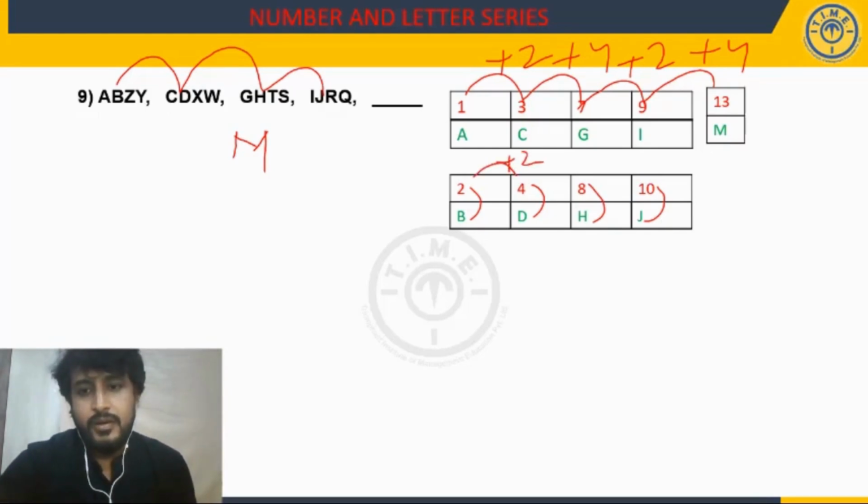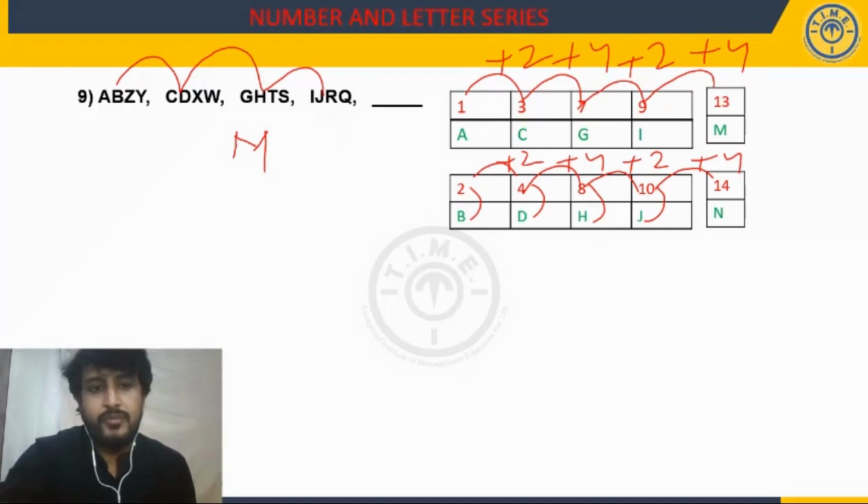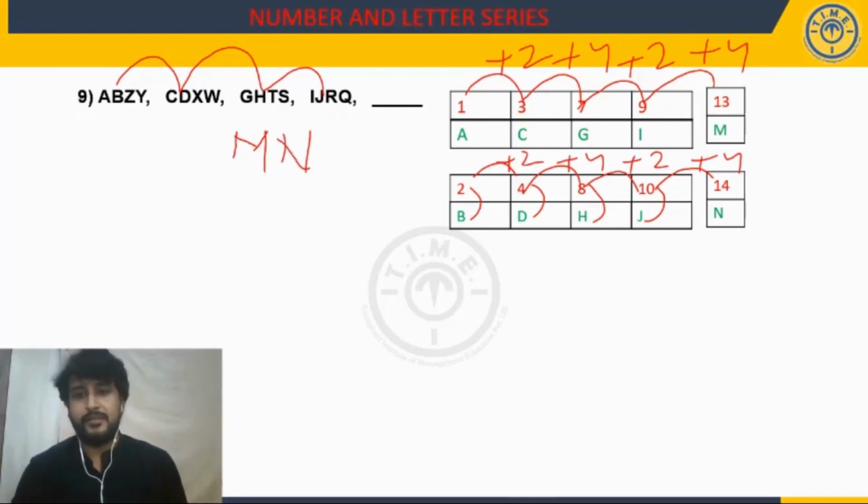2 plus 2, 4, 4 plus 4, 8, 8 plus 2, 10. Again plus 2, plus 4, plus 2. So again what will be next? Plus 4. Alternately plus 2, alternately plus 4. So 10 plus 4, 14. And which letter's place value is 14? N. So far what is our required answer? MN. So the logic is identified in the second set of letters also.